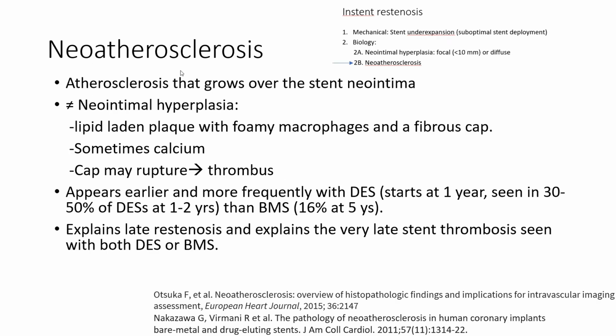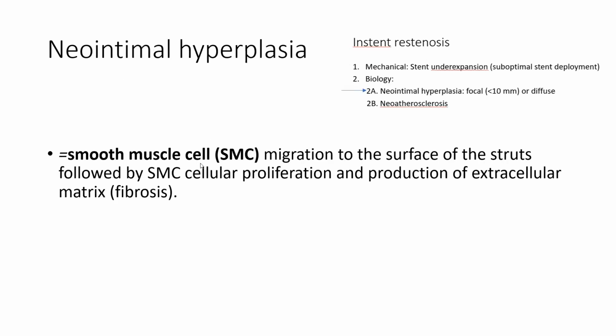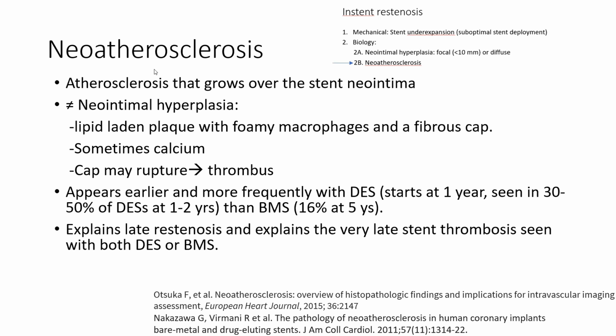Conversely, neoatherosclerosis, which is a mechanism that has been recognized in the last 15 years, is atherosclerosis that grows over the stent neointima. It's different from neointimal hyperplasia. So it is not smooth muscle cell and fibrosis. Neoatherosclerosis is atherosclerosis, the same thing you get in de novo arteries. So it's lipid-laden plaque with foamy macrophages and a fibrous cap, sometimes a thin fibrous cap that ruptures and causes thrombus formation. Sometimes you can actually have calcification, even heavy calcification in neoatherosclerosis, and I will show that.